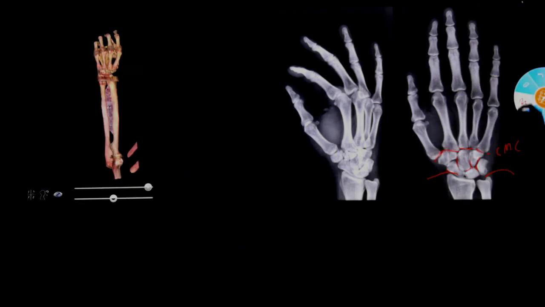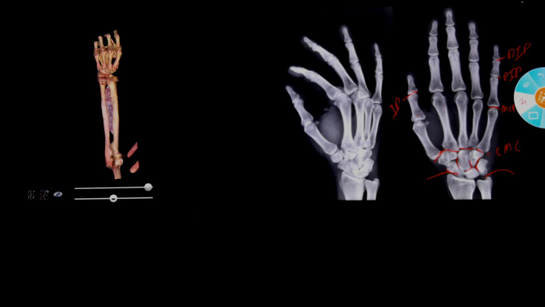Then we have here where the metacarpals articulate with the phalanges, metacarpal phalangeal, MCP, and then here we have proximal interphalangeal, that's the PIP, and here we have the DIP. The only other exception here is this is just the IP, because there is no middle phalanx on the thumb side. So it's just interphalangeal joint.